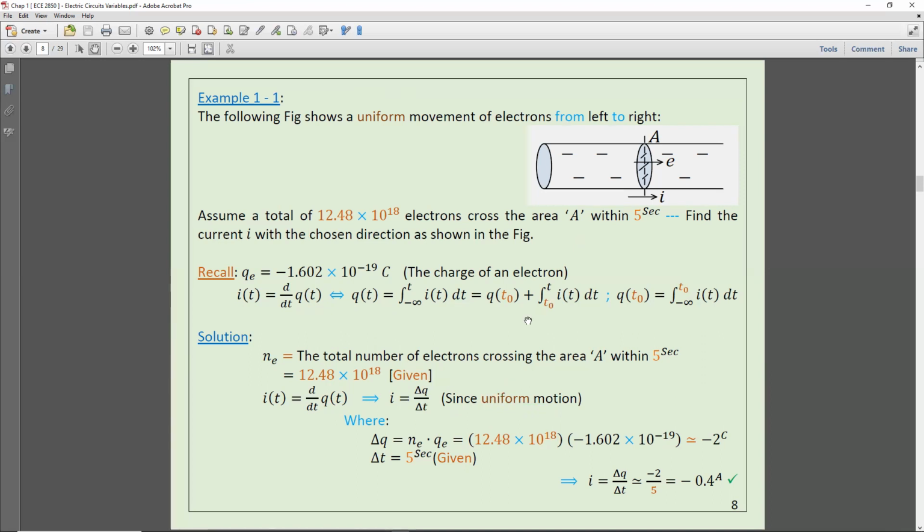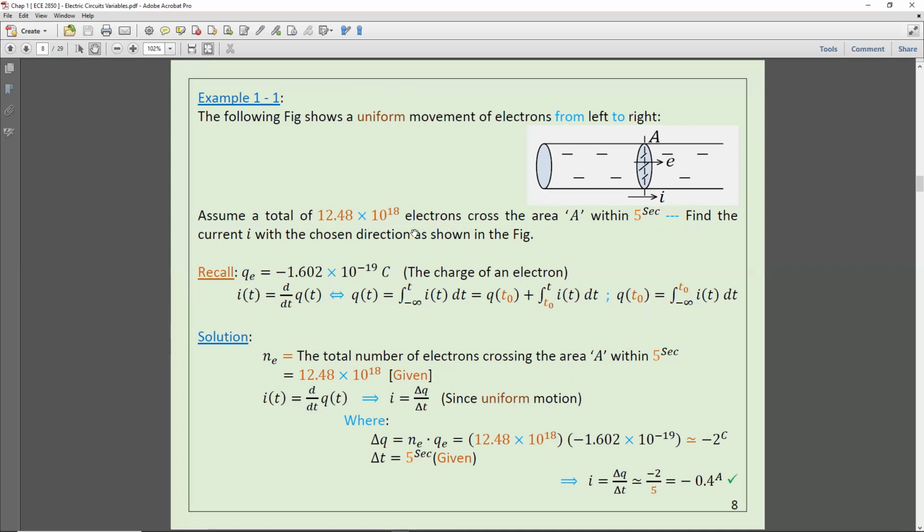So delta Q, it's given in the question here, it is actually 12.48 times 10 to the power 18 electrons moving every 5 seconds. It's constant, it's uniform, okay? So it's very simple. If you want to calculate the current, the current here is this amount here, okay, divided by 5. That's it.